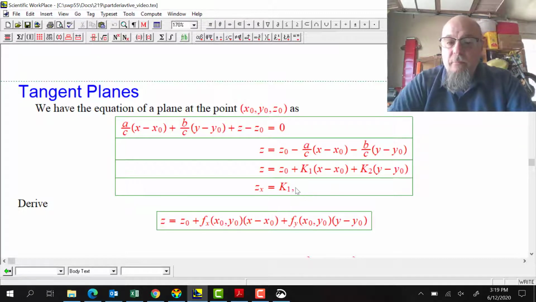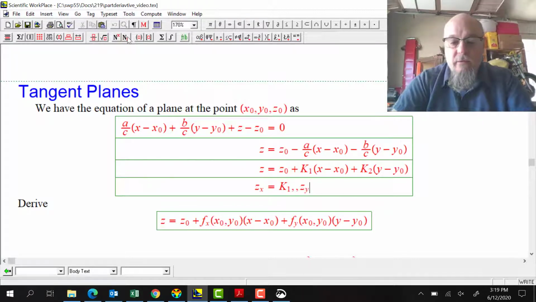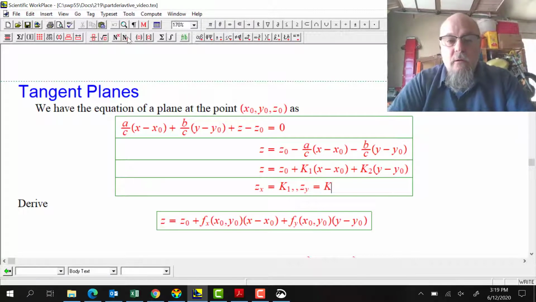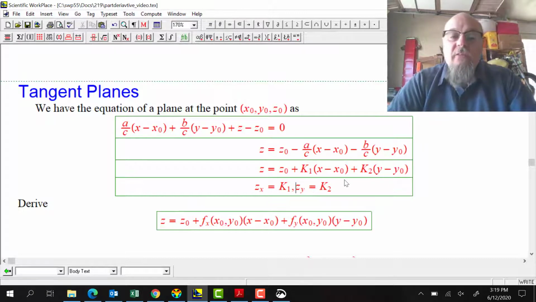So the slope of the plane in the x direction is the number K1. The slope of the plane in the y direction, take the other partial derivative, well, that's K2. Those are the slopes of the plane. I want the plane slopes, the K1 and K2, to be the same as my curve slopes. So I want this tangent plane to be tangent to the curve f of xy.